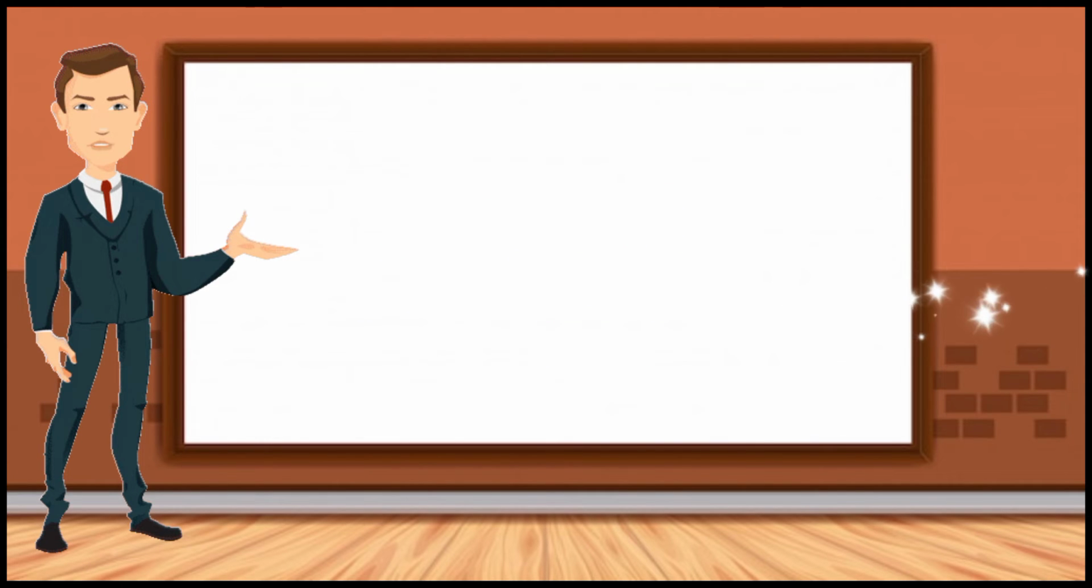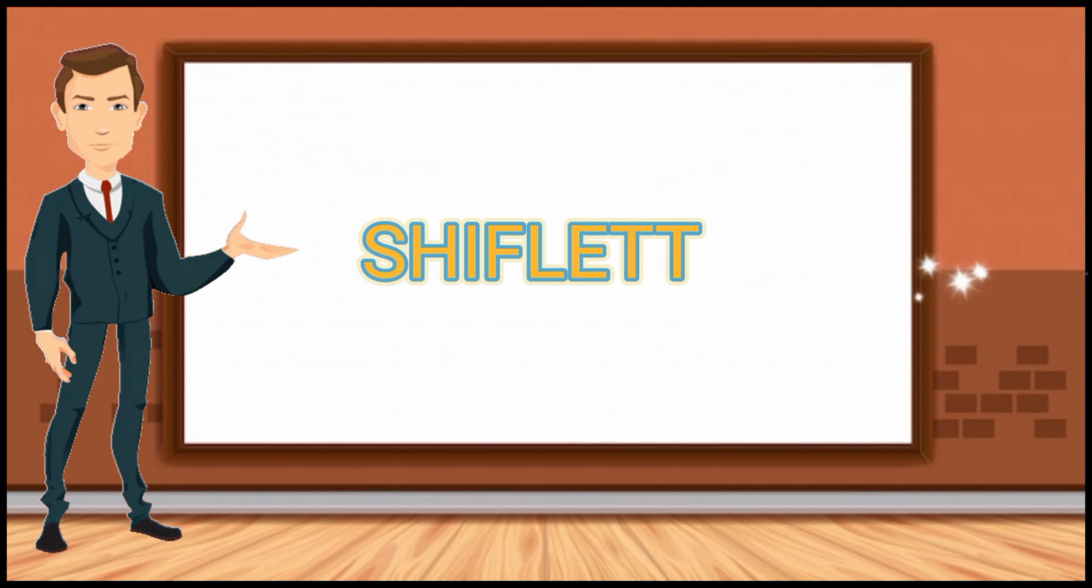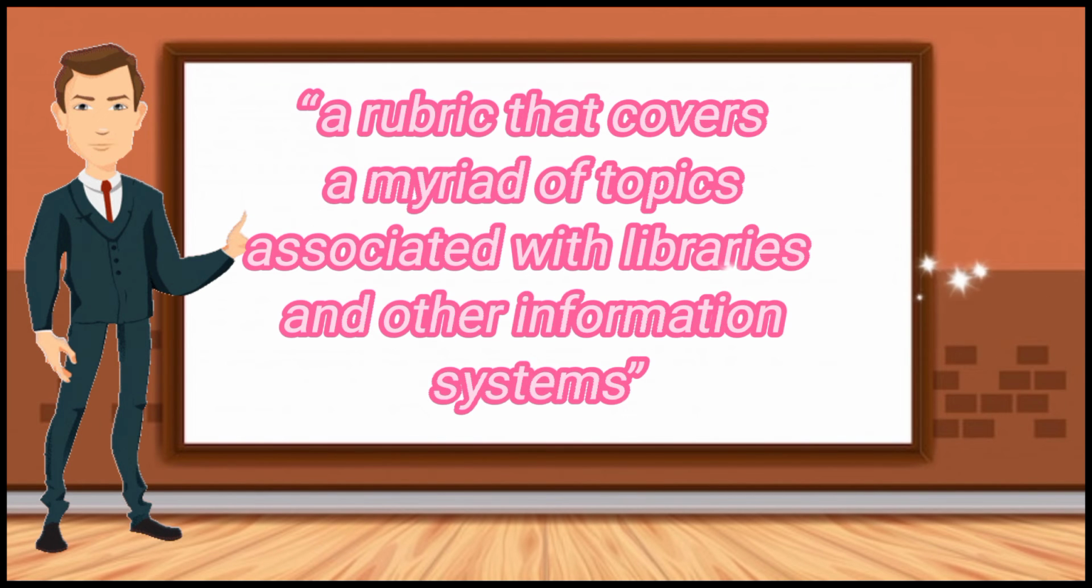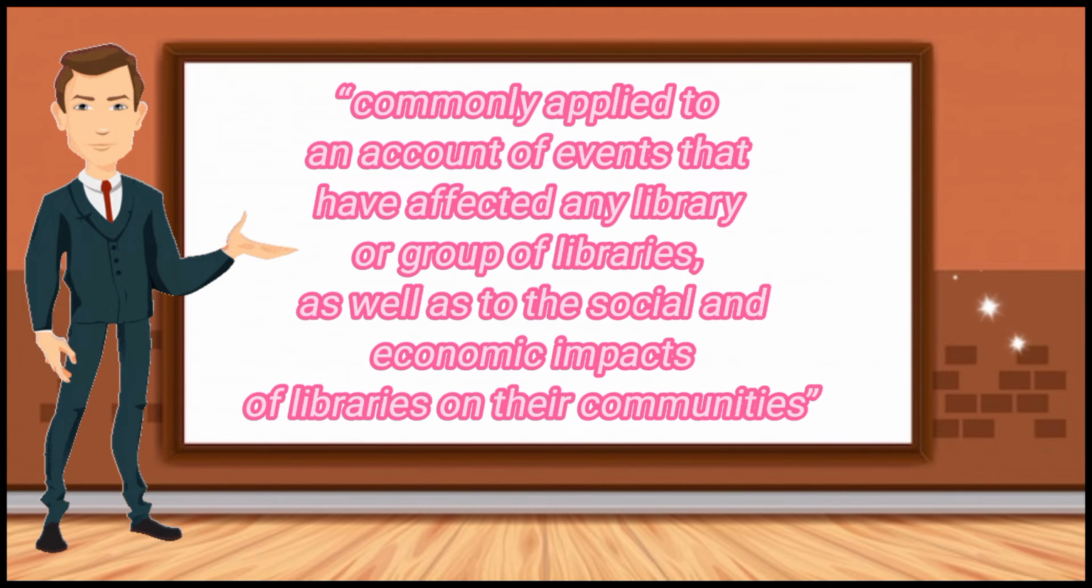Historical research conducted in library and information science has often been referred to as library history. Shiflett defines library history as a rubric that covers a myriad of topics associated with libraries and other information systems. Busha and Harter note that library history is commonly applied to an account of events that have affected any library or group of libraries, as well as to the social and economic impacts of libraries on their communities.